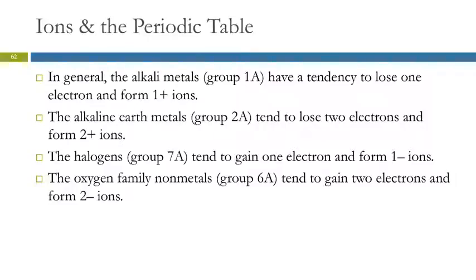Not too hard. The halogens are in group 7A. Those are nonmetals. They tend to gain an electron. They form 1- ions. And group 6A, which doesn't really have a name, we'll call it the oxygen family, they tend to gain 2 electrons.